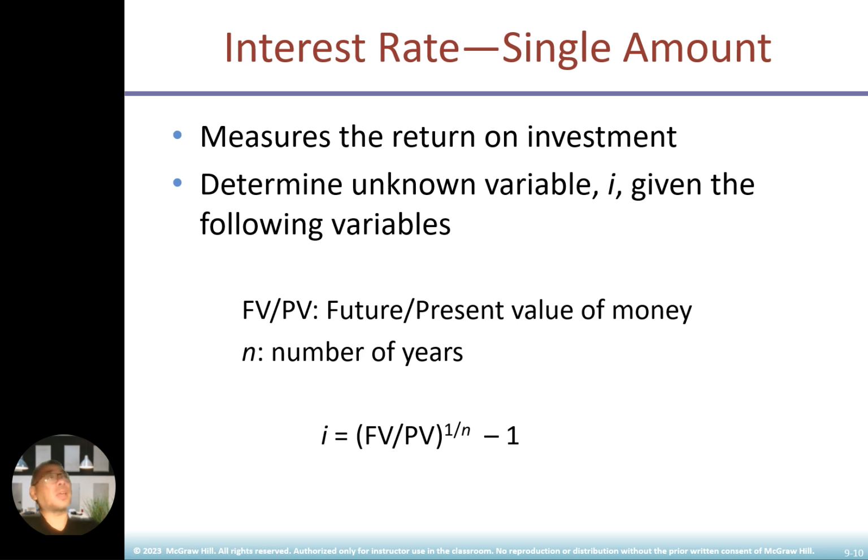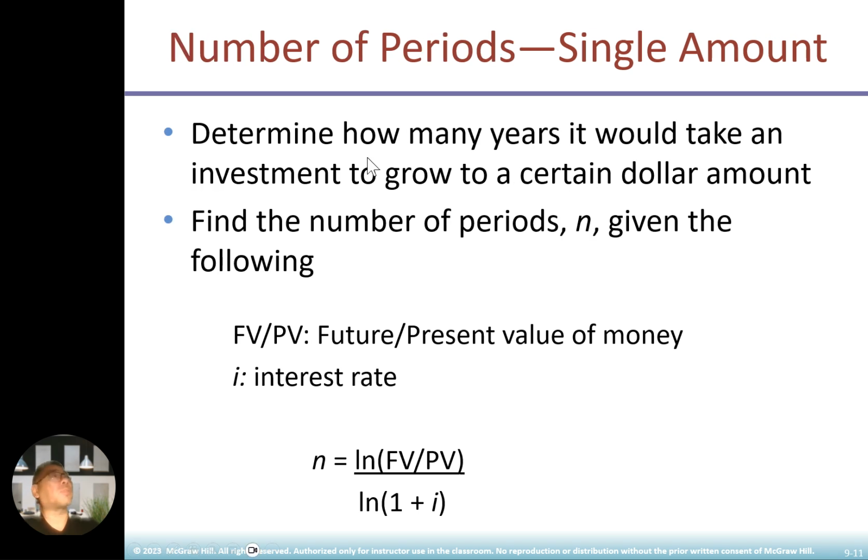Then we go to the number of periods for a single amount. Determine how many years it will take for an investment to grow to a certain dollar amount, that is, find the number of periods, given the following. We're going to look at the same formula, but solve for n. n equals ln(future value divided by present value) divided by ln(1 plus i). This is how you do it for a single amount.